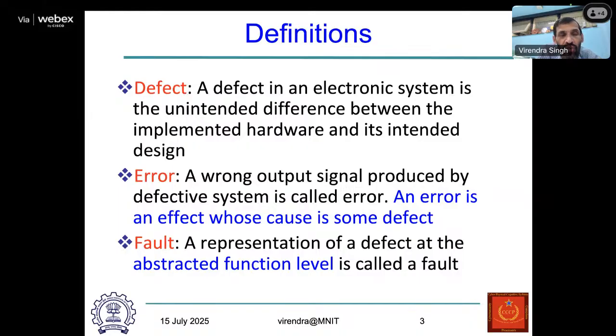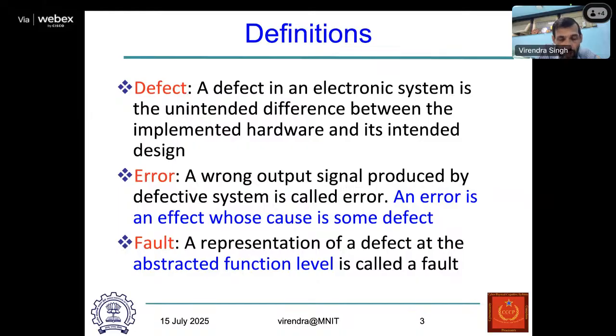We look at how this defect manifests itself as a malfunctioning or functioning of the circuit, and whether it results in an error. So error, we define as a wrong output signal produced by the defective system. So error is an effect whose cause is some defect. Because of the defect, we are getting an error in the output, and now we abstract out that error, and we call that a fault. So fault is a representation of a defect at the abstracted functional level.